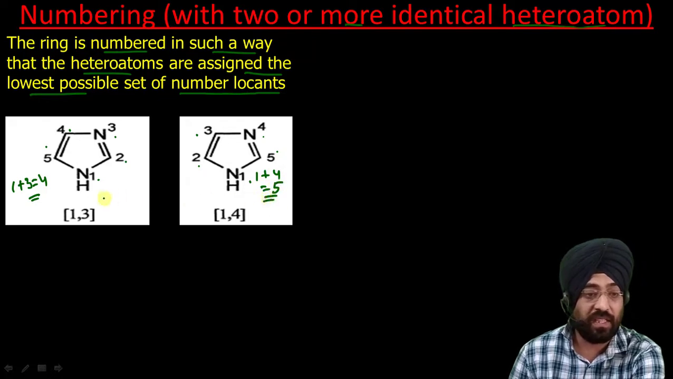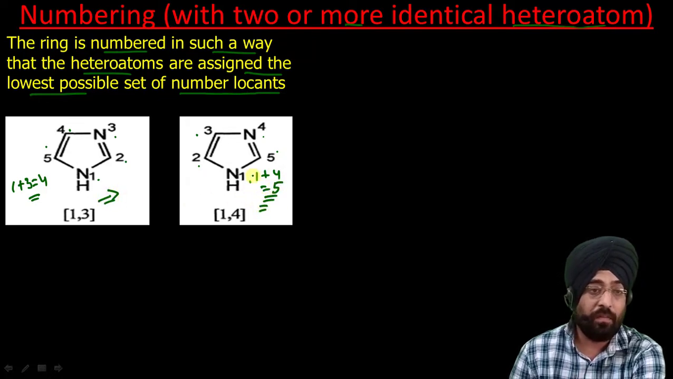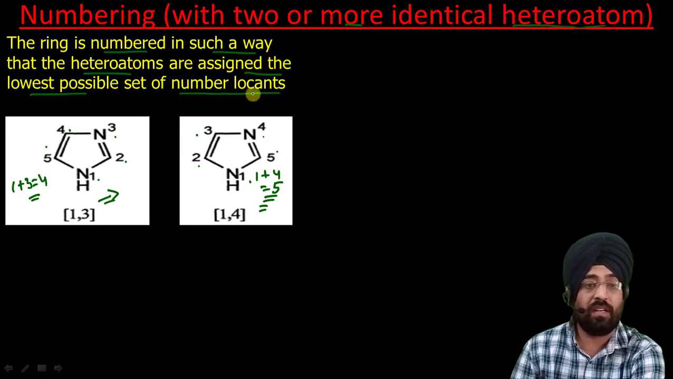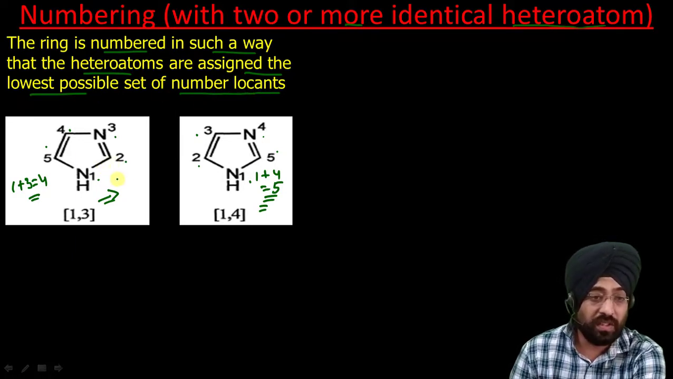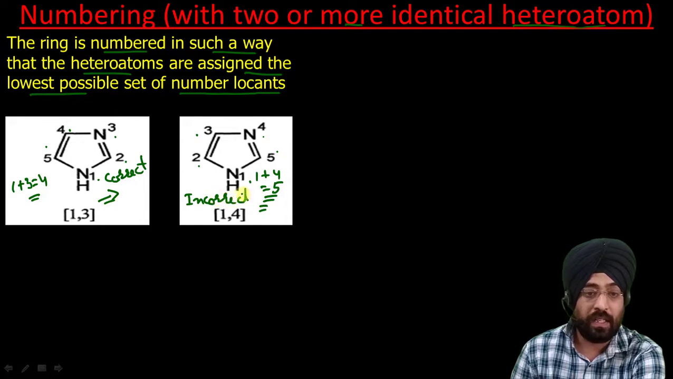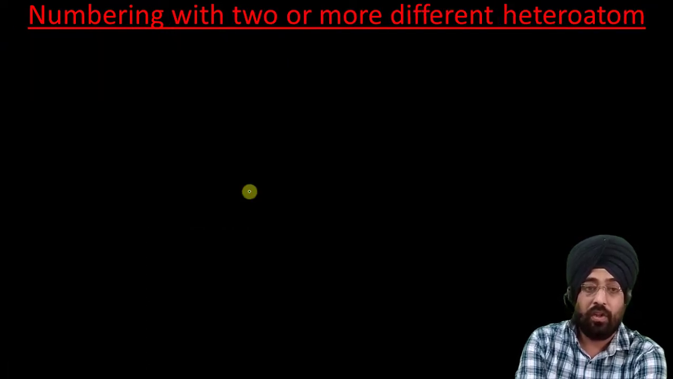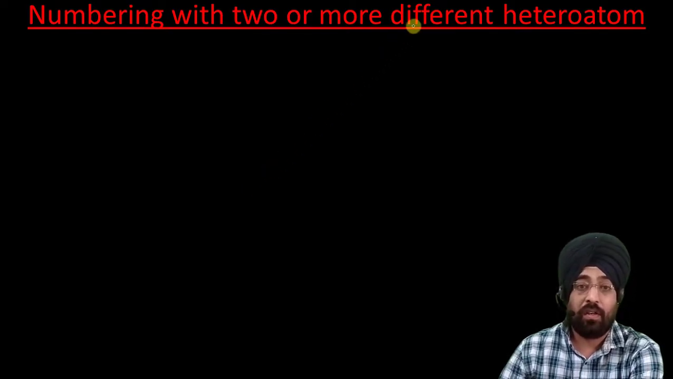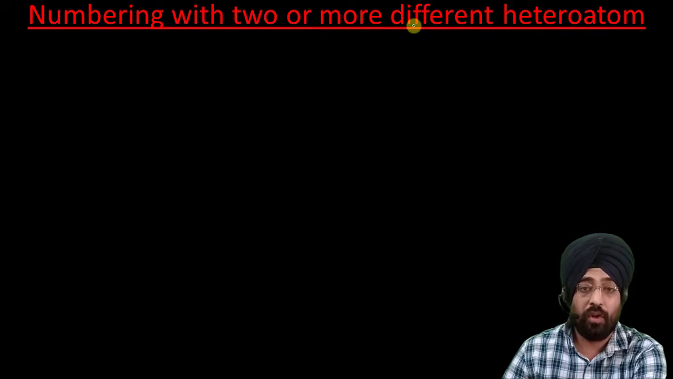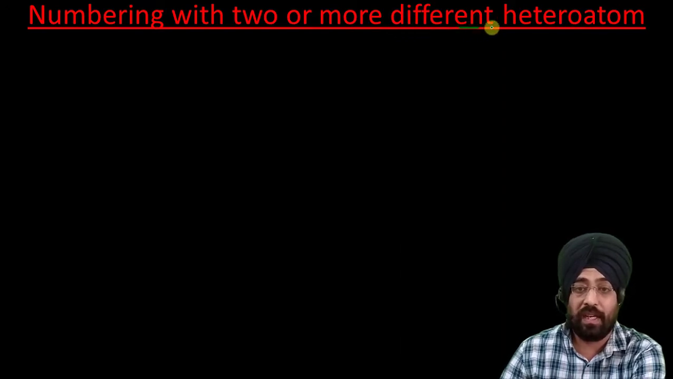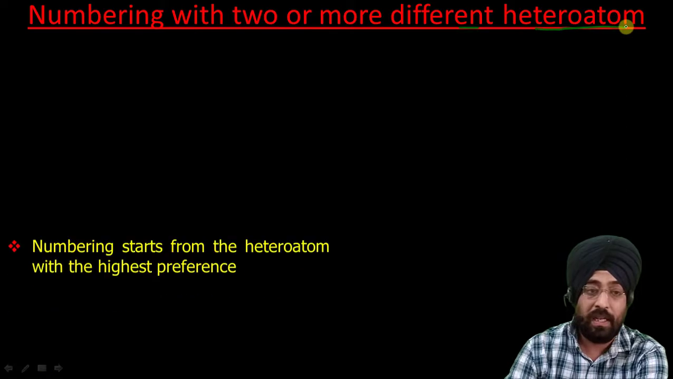So which is less? 1,3 is less than 1,4, because we have to assign the lowest possible set of locants. So this numbering is correct. This numbering is incorrect. That is how you number if we have more than one heteroatom and all the heteroatoms are identical. So now let us discuss the case when we have two or more heteroatoms, but the heteroatoms are different. The heteroatoms are not same, they are different.